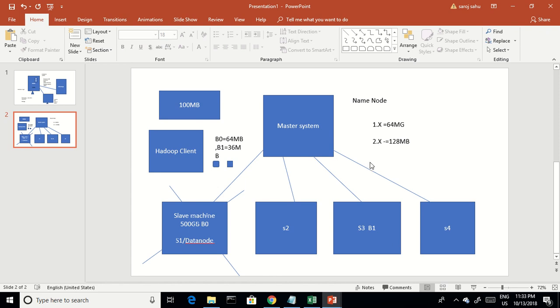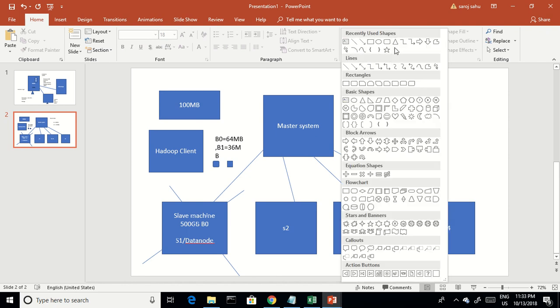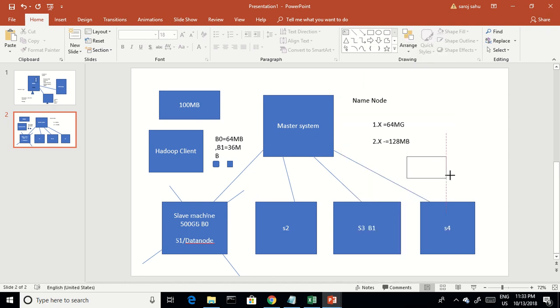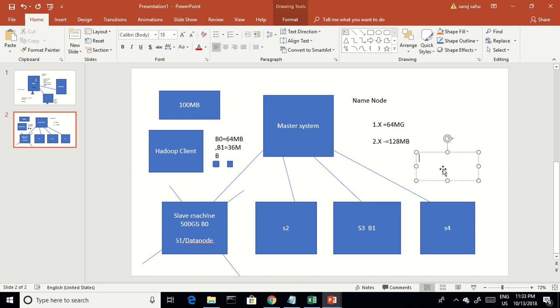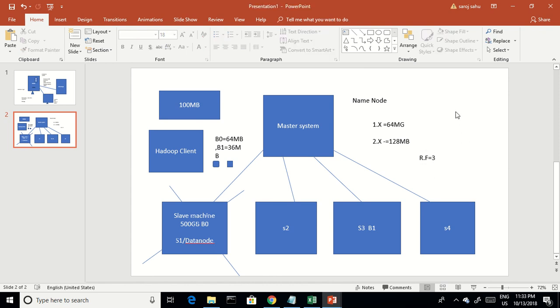There is a concept called replication factor. I will discuss this replication factor, and how data write and read happens. The default replication factor is 3, and it can be configured. How to configure all those things, I'll explain in my upcoming sessions. The replication factor is 3.